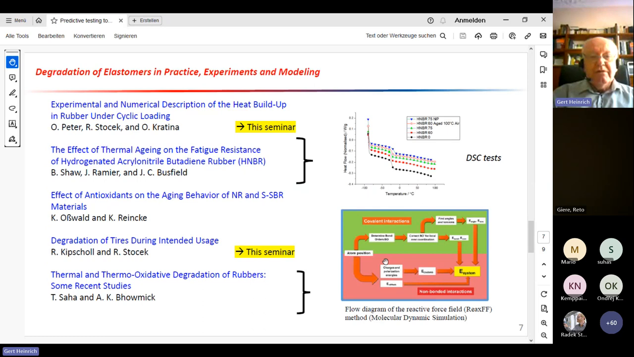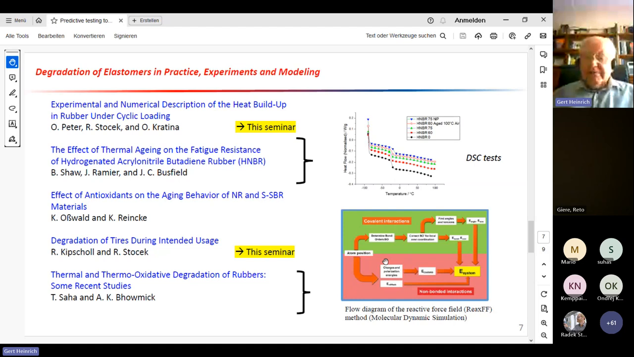Mr. Stocek himself will report about these chapters, for example, the experimental and numerical description of the heat buildup phenomena under cyclic loading. Also, a chapter that has meanwhile been downloaded more than 300 times from this book. We have a contribution from the UK, from the group of James Busfield, about the effect of thermal aging on the fatigue resistance of HNBR, of hydrogenated acrylonitrile butadiene rubber. And we have also a contribution from Germany, from a group in Merseburg, about the effect of antioxidants on the aging behavior of natural rubber and of solution styrene butadiene rubber materials.